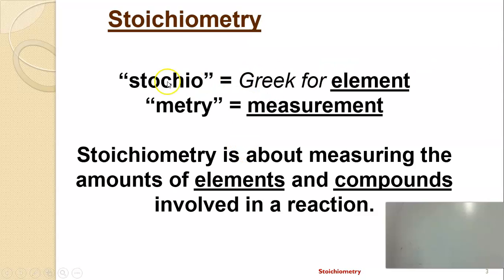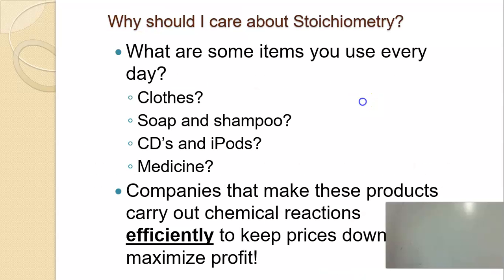So what does this mean? What does stoichiometry mean? It's a really funny word. Stoichio is Greek for element, and metry just means measure. So you're measuring elements. Stoichiometry is really about measuring the amounts of elements and compounds involved in a chemical reaction. Why should I care about stoichiometry? Well, there's a lot of things you use that stoichiometry has to be used for.